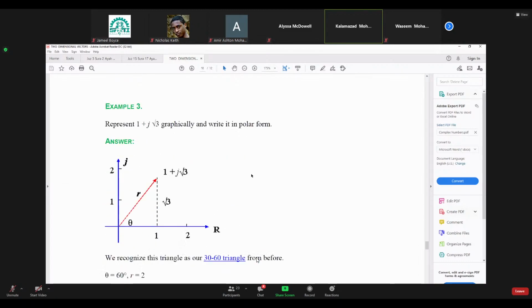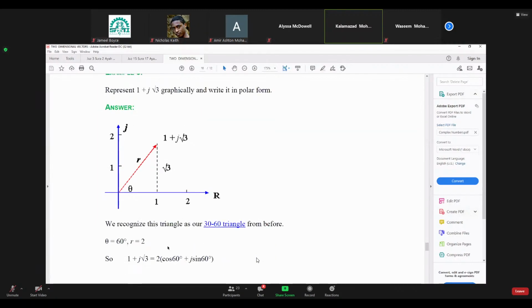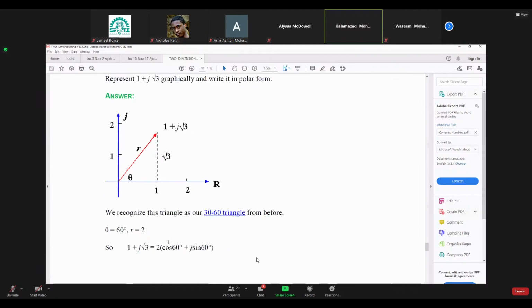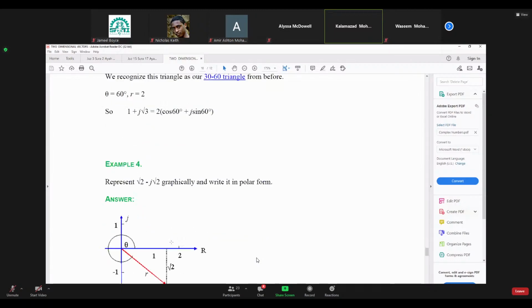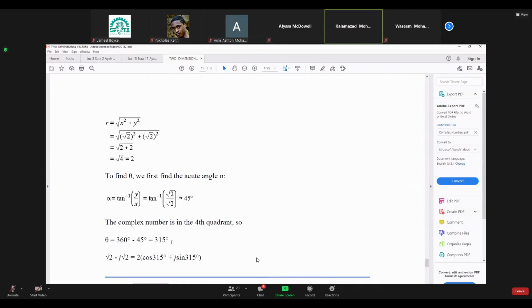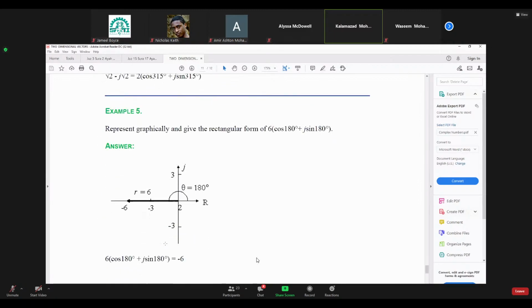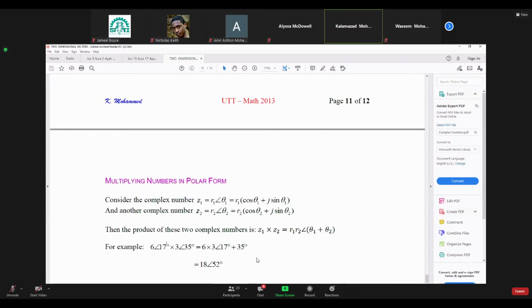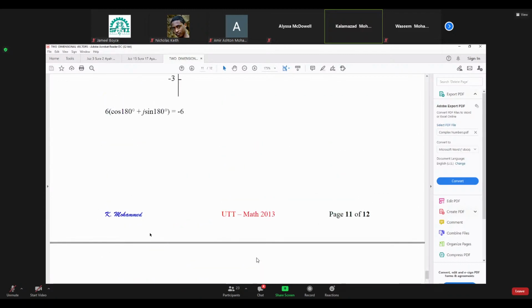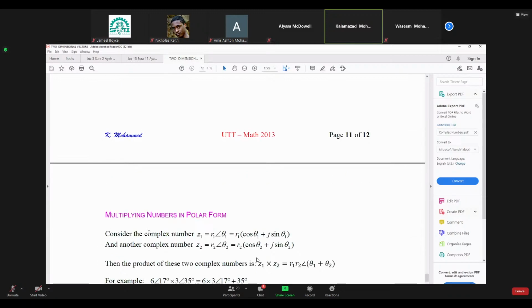Example 3, represent it graphically and write it in polar form. Okay, same thing. And then you have example 4. So you have all those examples there. 5. All right, so you can go through all of those examples when you get some time. I'm just going to bring up some questions that we can do.